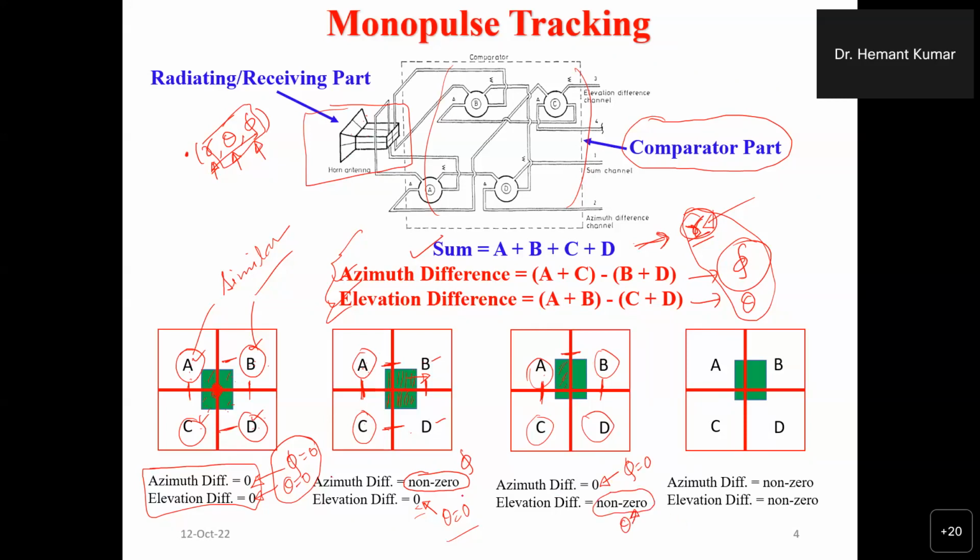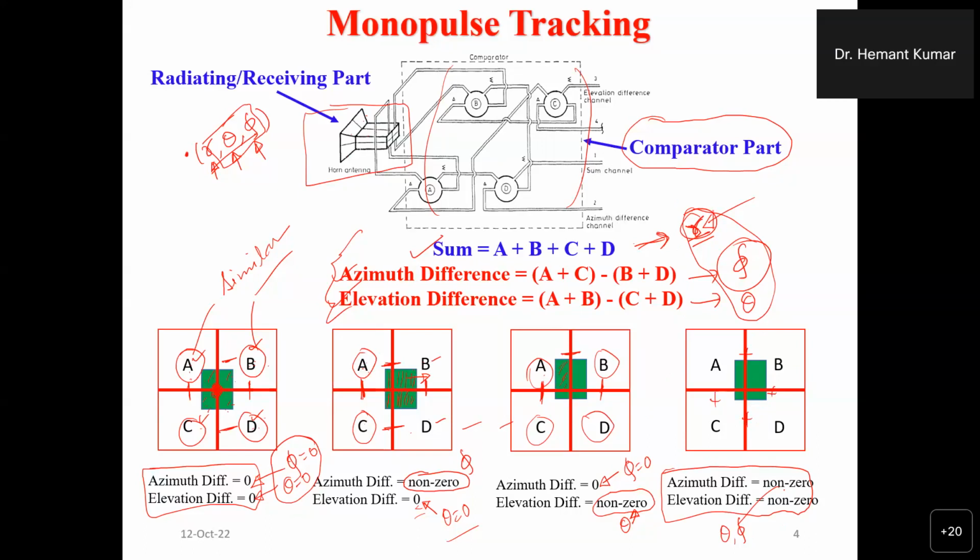If you combine the second and third cases, where the target is shifted in both planes, azimuth as well as elevation, you will get both values non-zero, and based on these non-zero values theta and phi can be calculated. To calculate the value of R, you just have to take the sum A plus B plus C plus D. That's it, and then you will get the position of the target.